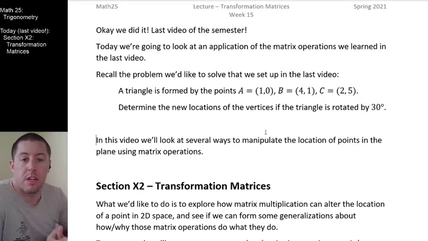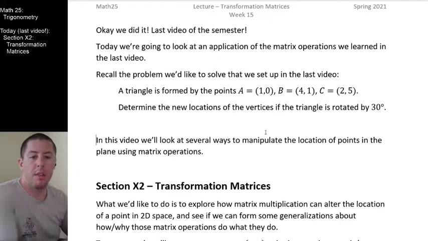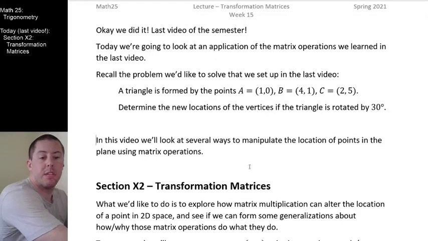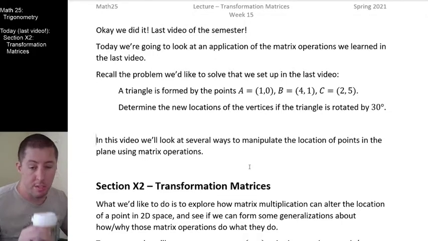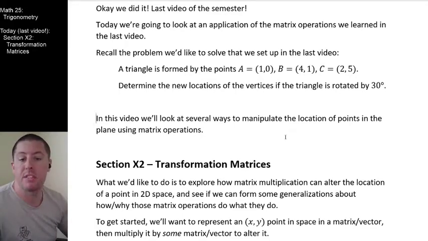So in this video, we're going to look at several ways to manipulate the locations of a point in the plane using a matrix operation. So let's go ahead and do that here. What we'd like to do is explore how matrix multiplication can alter the location of a point in two-dimensional space. We're going to see if we can form some generalizations about how and why those matrix operations do what they do.